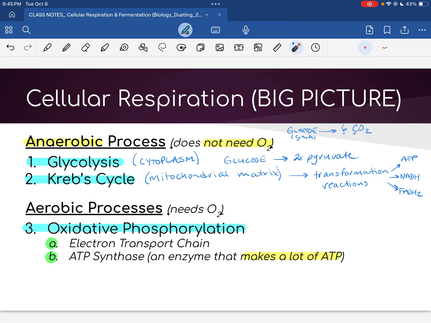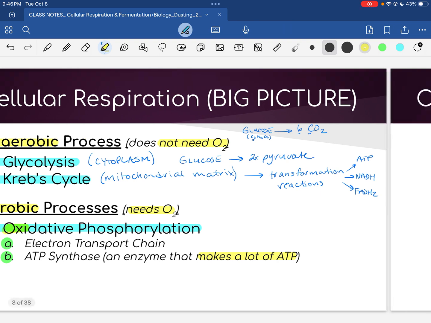Now, opposite to glycolysis and the Krebs cycle, which are anaerobic processes, oxidative phosphorylation is an aerobic process. It does require oxygen. It needs oxygen. And we know that because of this oxy part here, right? Oxy means oxygen. So oxidative phosphorylation is a process that uses oxygen to make a lot of energy.